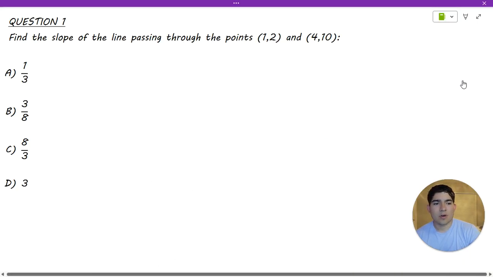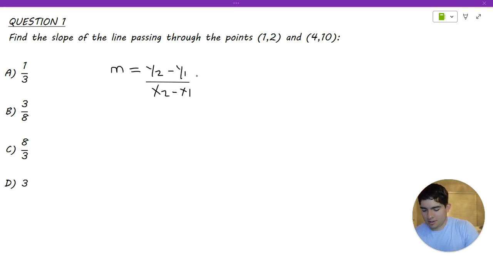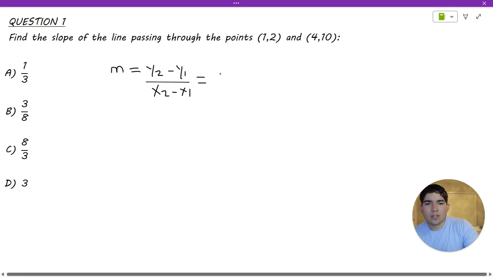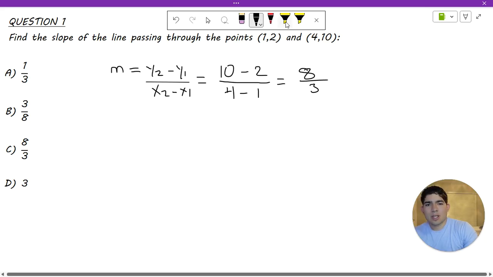So let's go back to the problem. As you can see, this is the formula we're going to be using. So for our case, our y2 is going to be 10, and our y1 is going to be 2, and all of that is going to be over x2 minus x1. Our x2 is going to be 4, and our x1 is going to be 1. So the result is going to be 8 over 3. So if we look at the multiple choice, the answer for this first problem is 8 over 3.